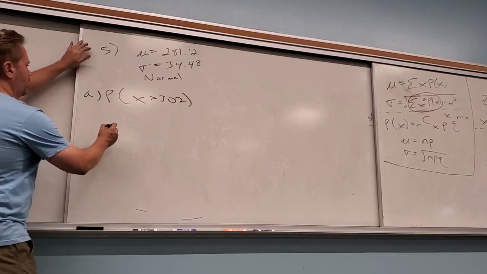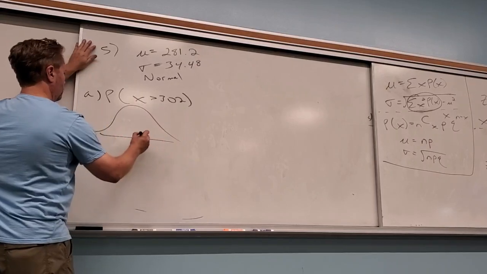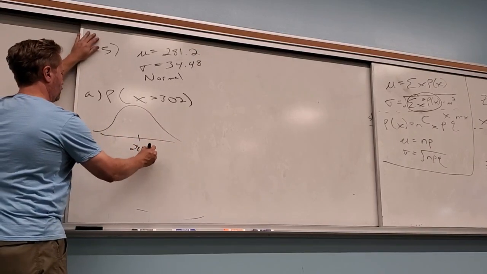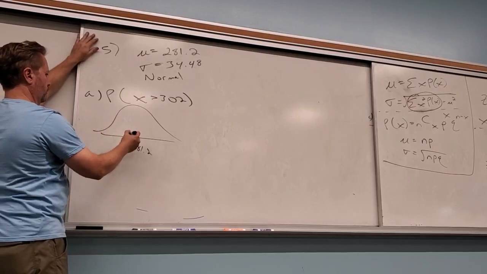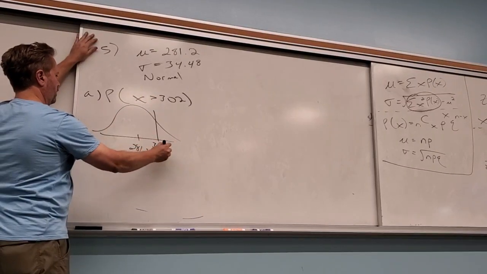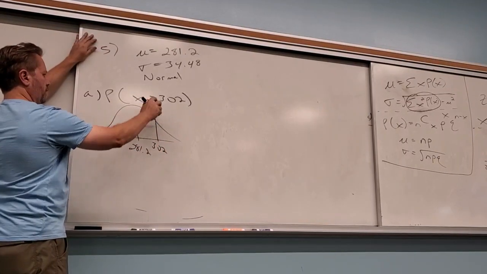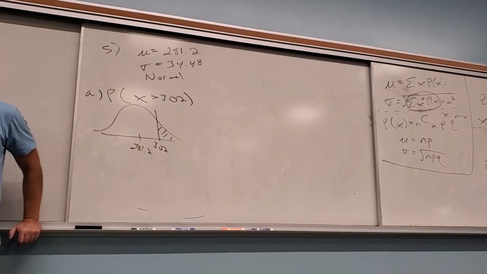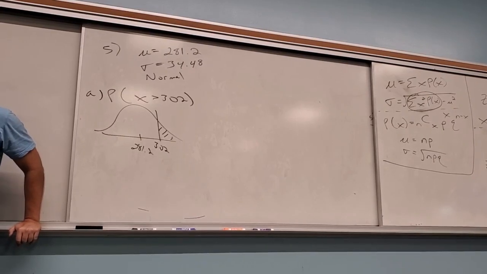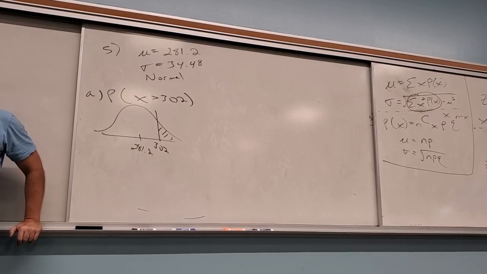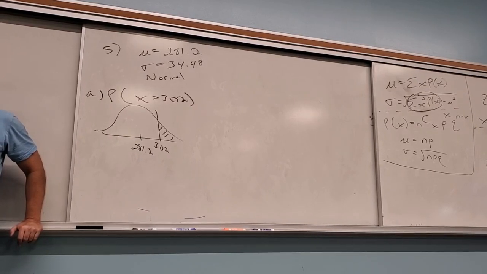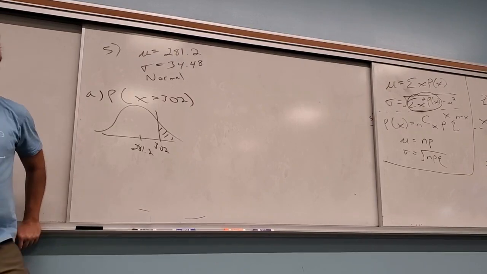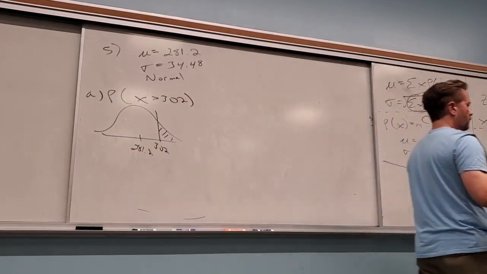So, if you draw this, what goes in the middle? 21.2. Where's 302 go? To the right. And where do you shade? To the right. Above. I love it. That points you in the direction you want to shade. Go ahead and make the appropriate Z-score, don't say anything. So you have to create the Z-score first, right?